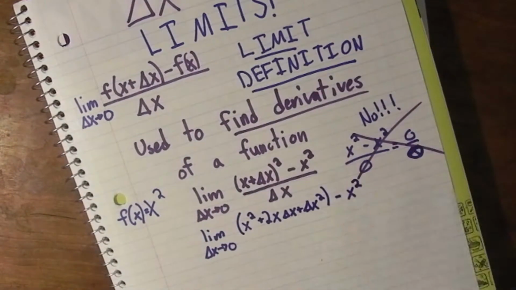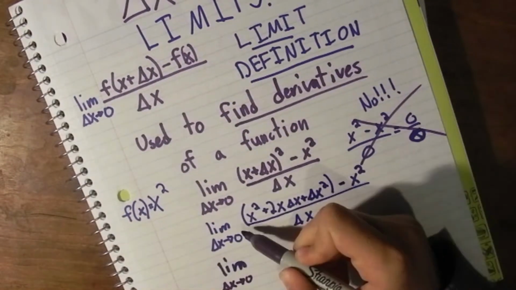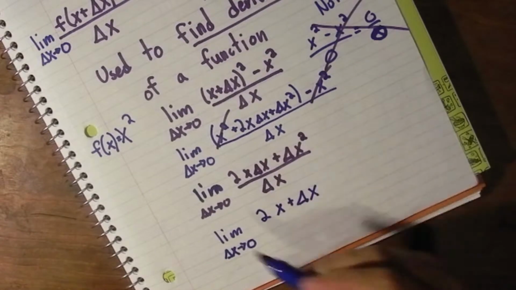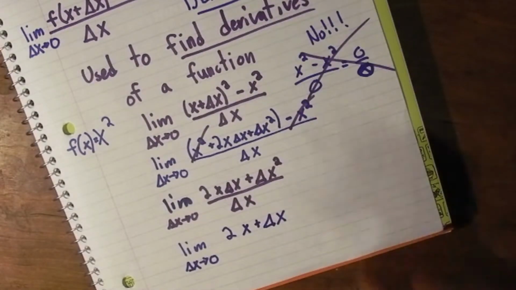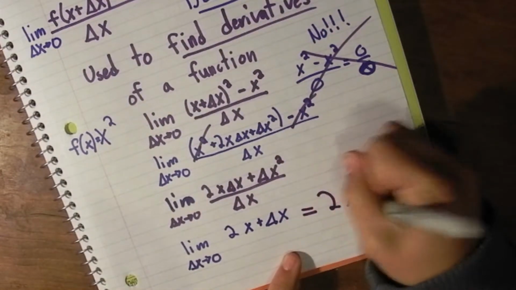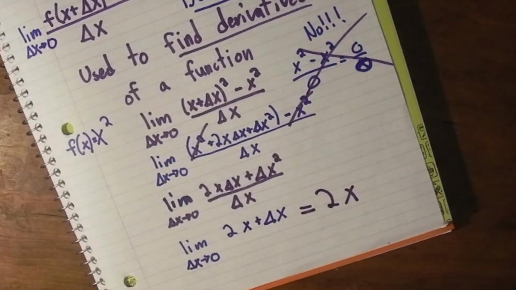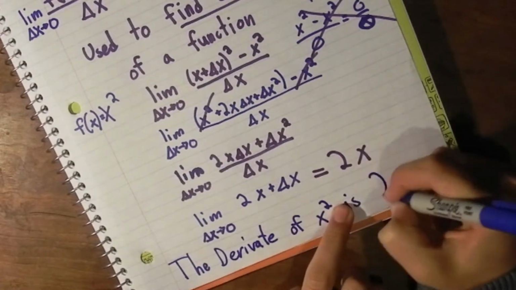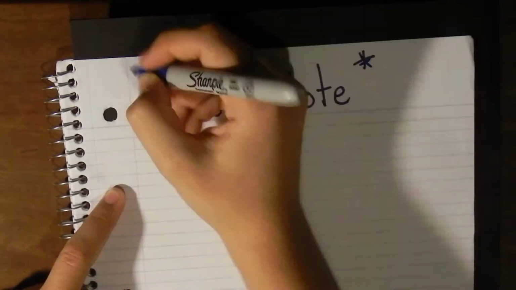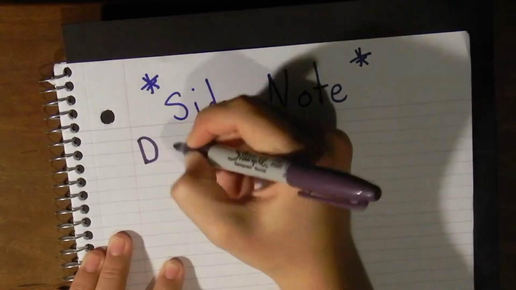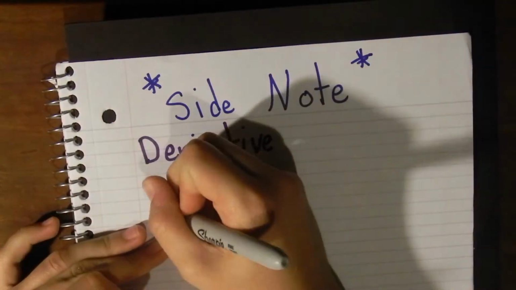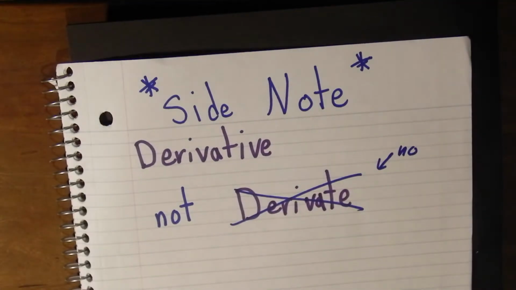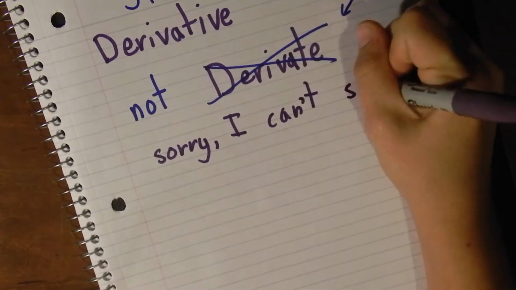That's bad. Okay, let's do some algebra to simplify this. First we have to expand, then we're going to do some canceling out. Hopefully we won't end up with a delta x on the bottom again. And let's see what we come out with. 2x plus delta x. Now, if we plug in 0 for delta x, we get 2x. This means that the derivative of x squared is 2x. Just for a quick side note for some spelling, derivative is spelled derivative and not derivate. I'm going to spell it wrong a few more times in this video. Just bear with me, okay?